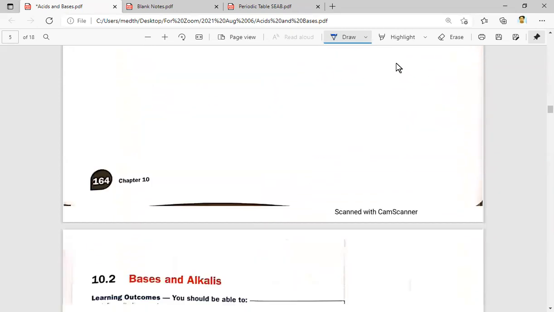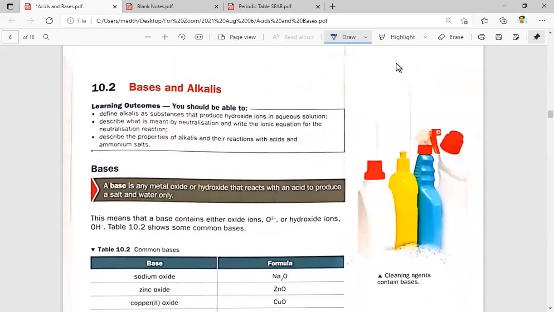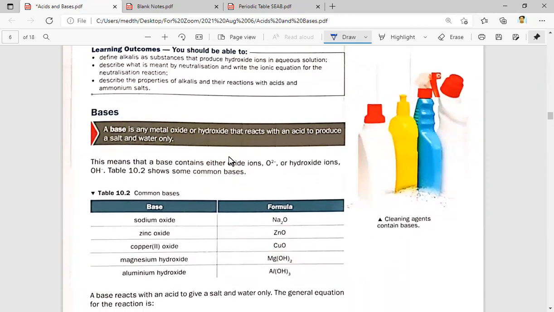Now we're going to go on to bases and alkalis. So at this particular point, take your mind off acids for a while. What are bases? A base is any metal oxide or hydroxide that reacts with an acid to give you salt and water only.